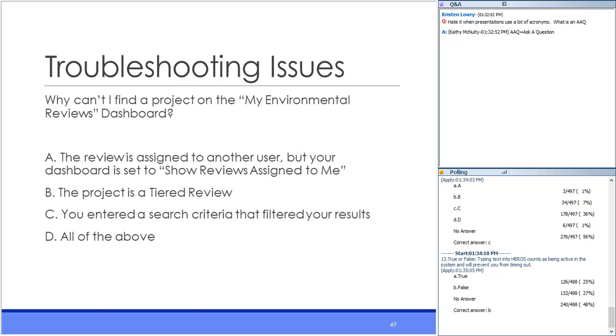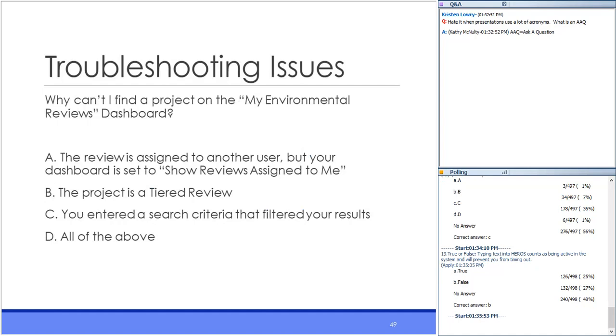Okay, next question. Why can't I find a project on the My Environmental Reviews dashboard? A, the review is assigned to another user, but your dashboard is set to show reviews assigned to me. B, the project is a tiered review. C, you entered a search criteria that filtered your results. Or D, all of the above.